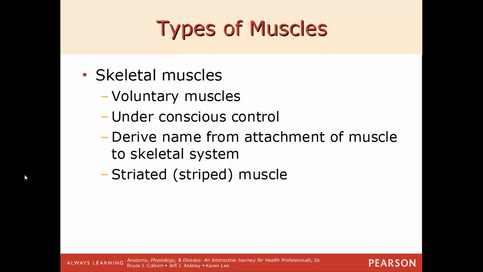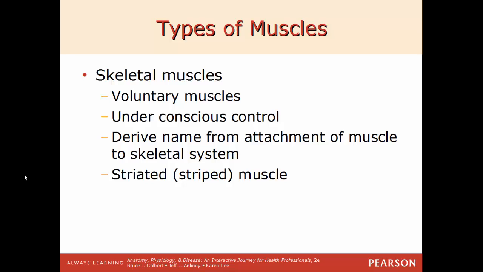Alright, the first type, skeletal muscle. These are the voluntary muscles. These are the muscles that you voluntarily control. Now, you choose to open the door or close the door. You are choosing to pick up a drink or put it back down. You have conscious control over the muscle movement.